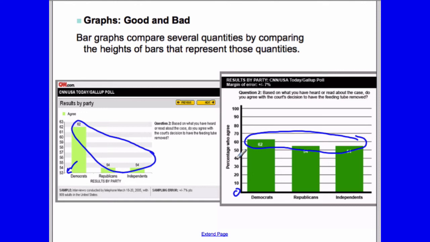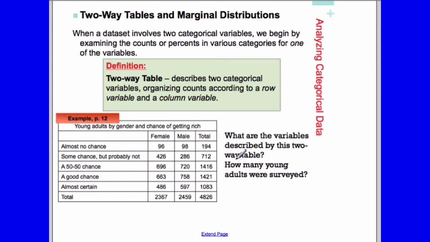Some graphs are good and bad. Sometimes they can trick you. Then we get into something called two-way tables, literally two different things to look at. Those two things are a row and a column variable, and they're usually going to tell you in the title.